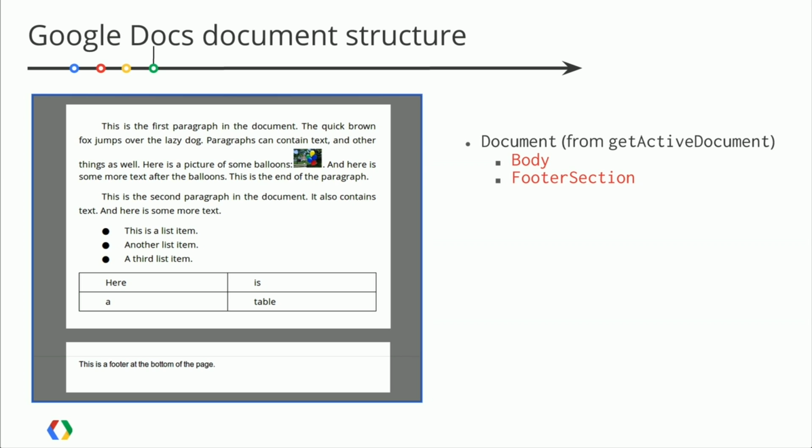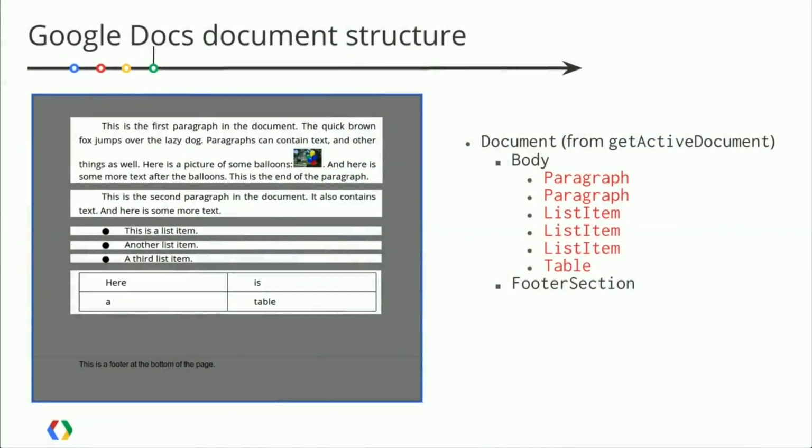A page could also have, for example, a header section, or it could have a footnote section for numbered footnotes. And these are all optional, but any page is going to have a body, a document body. And if we take a look now inside the body, you can see that it contains elements, again, like in a web page, contains elements for things like paragraphs, list items, tables, and so forth.